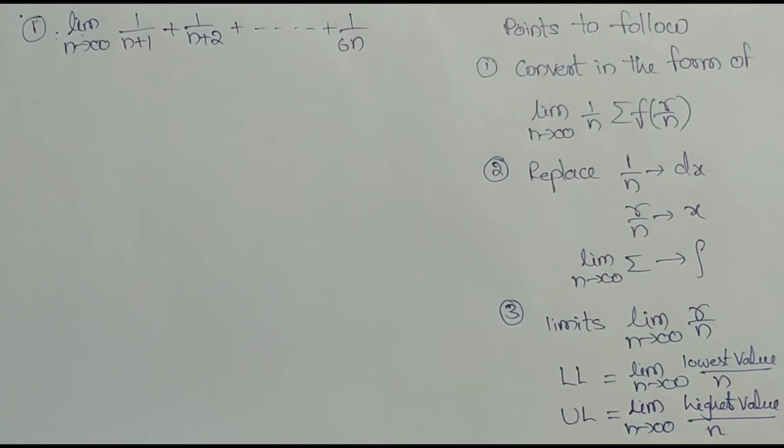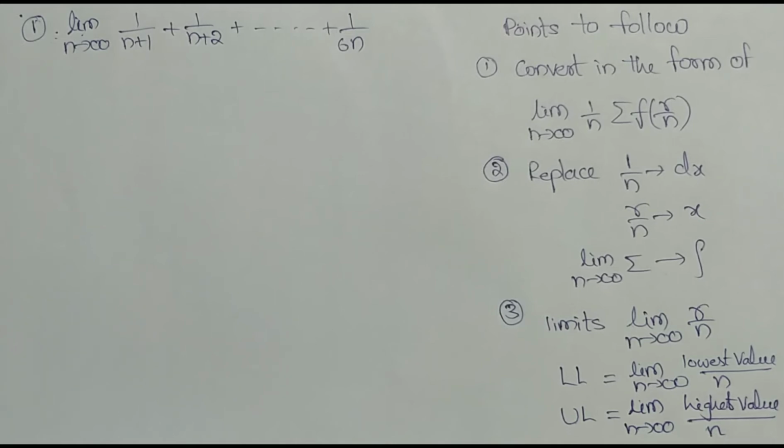The points are: first, convert into the form limit n tends to infinity, 1 upon n, sigma f of r by n. Then replace 1 by n by dx, r by n by x, and limit n tends to infinity by the integration symbol.